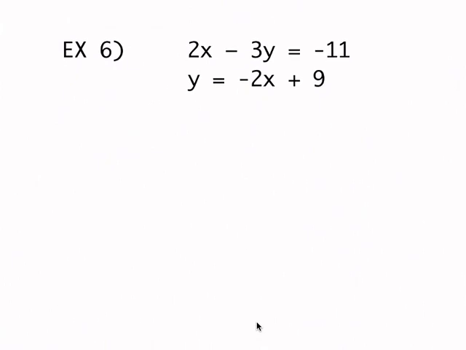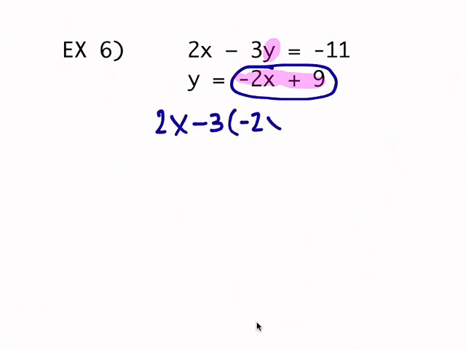Alright, so on this one I see I have y by itself down here, which means I'm going to replace that y with negative 2x plus 9. So 2x minus 3y equals negative 11. So 2x minus 3, and we're going to replace y with negative 2x plus 9, equals negative 11.